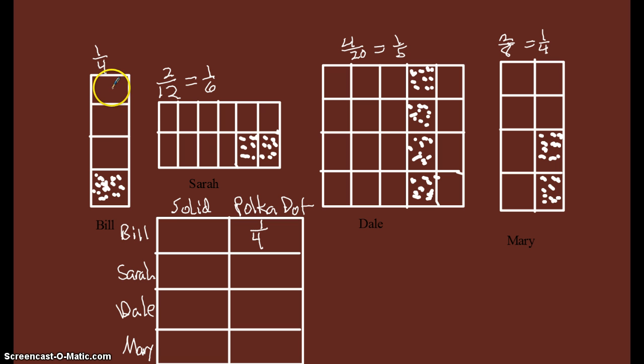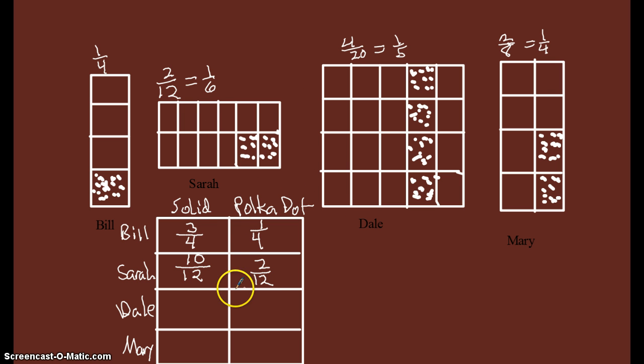Now I have solid 1, 2, 3. That's going to be my numerator. My denominator still needs to be 4, the total number of possible parts. So 3/4 is solid, where 1/4 is polka dot. Now with Sarah's, we already know that 2/12 of her patch is polka dot, and when it comes to the solid part, we have 1, 2, 3, 4, 5, 6, 7, 8, 9, 10. So 10, and our denominator is 12 because there are 12 total fractional parts, 10 total parts.